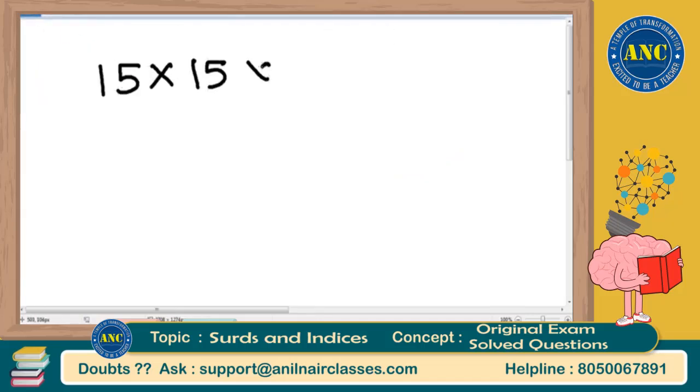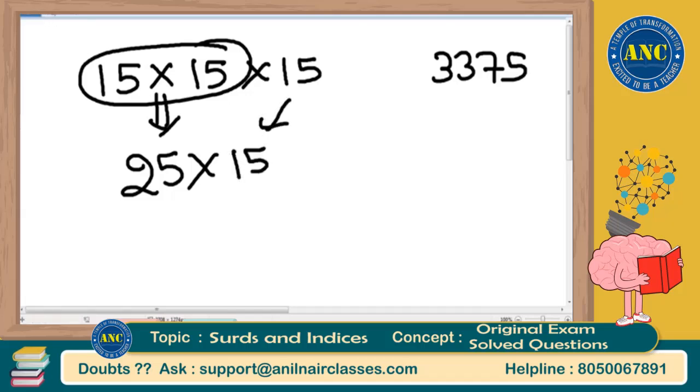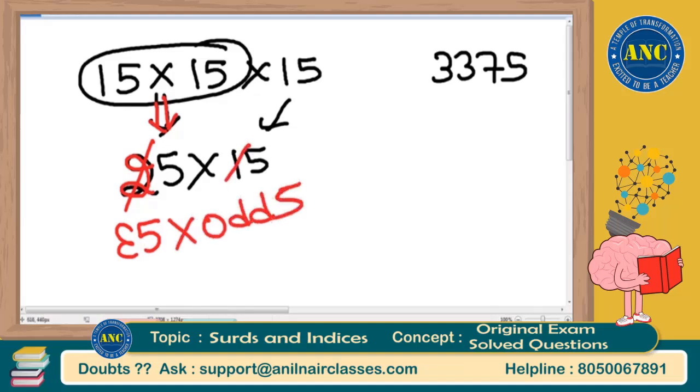15 into 15 into 15, Arvind. 3375 is 15 cube. Correct, right? 15 into 15 is odd 5 into odd 5. It is 25. Write down 15. Can I say like this, Arvind? Odd 5 into odd 5, last two digits is 25. This 2 is an even number. Even 5 into 1 is an odd number. Even 5 into odd 5, last two digits is 75. Correct only, right?